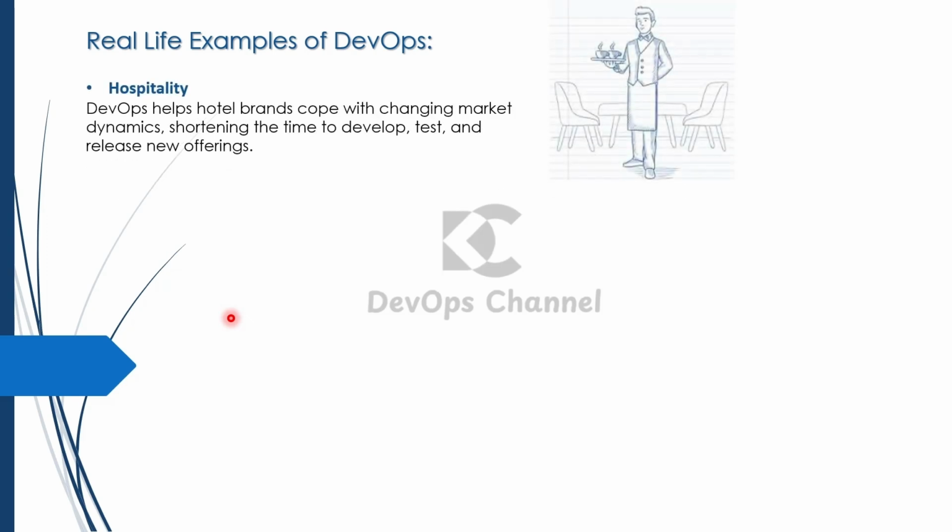Next one is hospitality or hotels. DevOps helps hotel brands cope with changing market dynamics, shortening the time to develop, test, and release new offerings. So whether they want to deploy something on their website or they want to bring new ideas in their hospitality, they adopt DevOps.